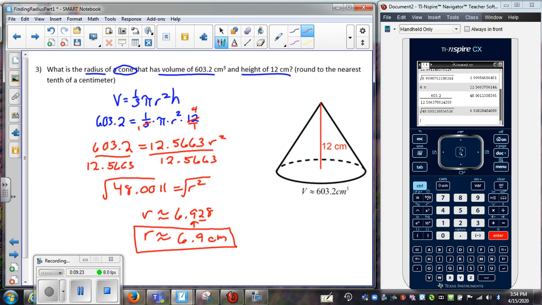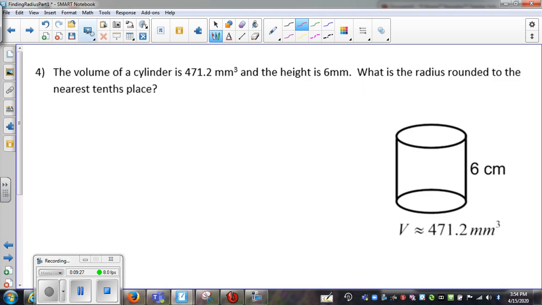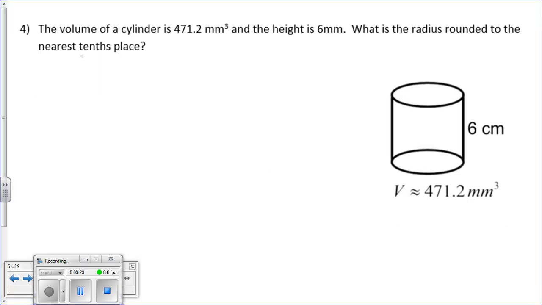Okay, let's try another one. The volume of a cylinder is 471.2 cubic millimeters. So we have a cylinder, and we know the volume. The height is 6 millimeters. What's the radius? And we're rounding to the nearest tenths place.